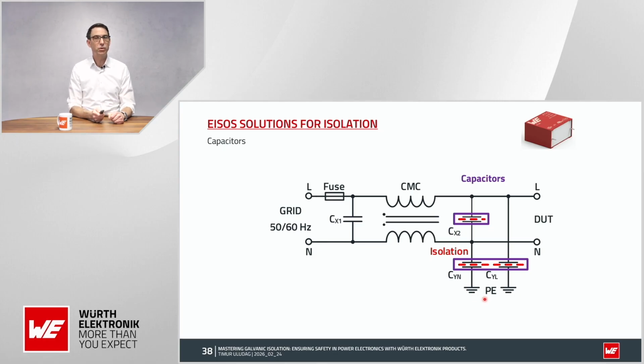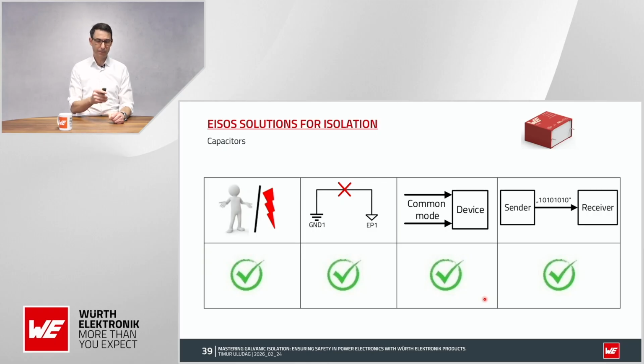What isolation properties do we have here? Again, we have the safety barrier between hazardous voltages and the user. We have the separation of ground loops between spatial circuits, minimization of common mode interference, and interference-free data transmission.